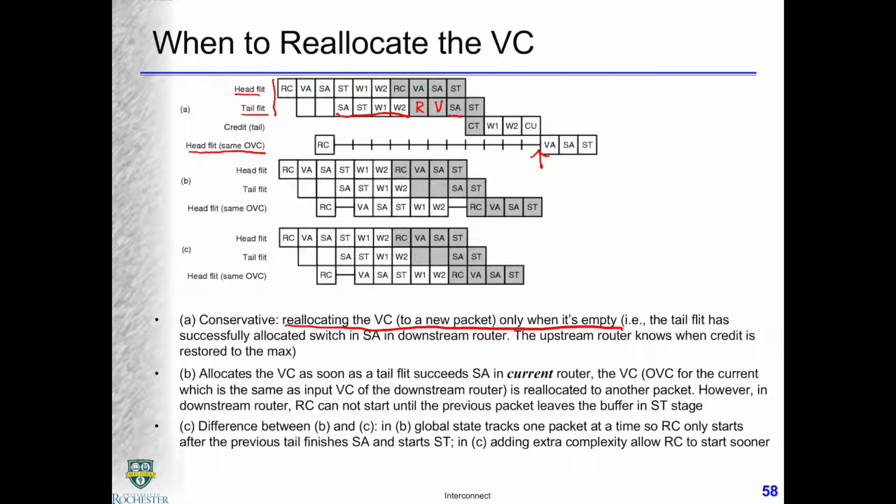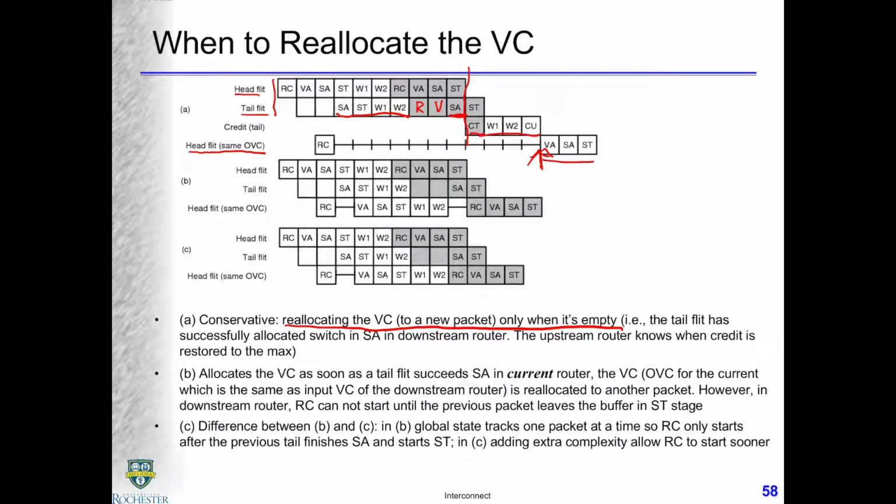So once it successfully accomplished the switch allocation, we know that it's going. Therefore, we generated the next cycle the credit update, and this credit update arrives at the upstream neighbor here. Since that's the last flit, that's when we know the credit has been restored to the maximum. That's when we send.